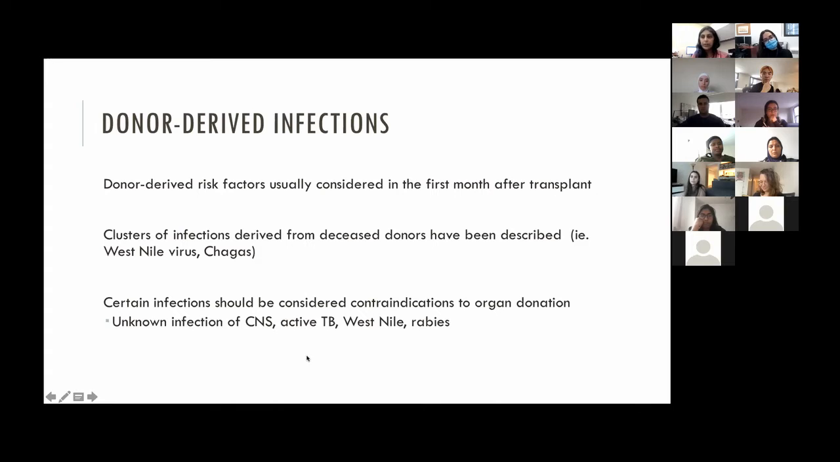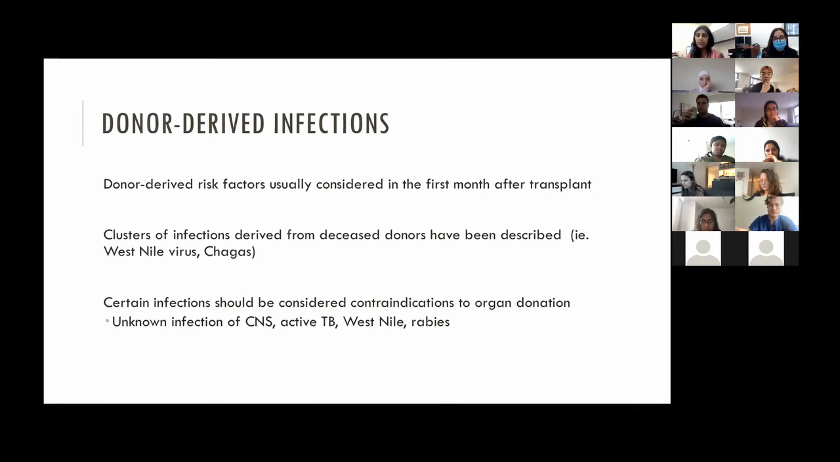So let's start with donor-derived infections. Donor-derived risk factors are usually something we see contribute to infection in that very immediate post-transplant period. As you can imagine, when a recipient gets an organ, usually from a deceased donor, that donor can bring infections with them that you may or may not have known about. Sometimes we're thinking about the ones we may not have known about. These types of donor-derived infections have been described and can often be highly publicized.